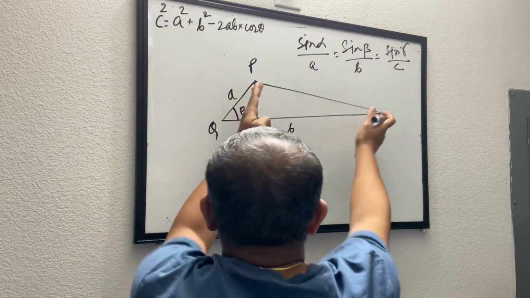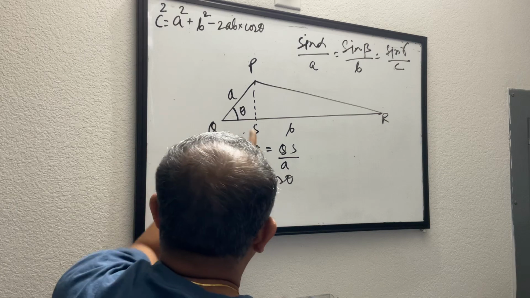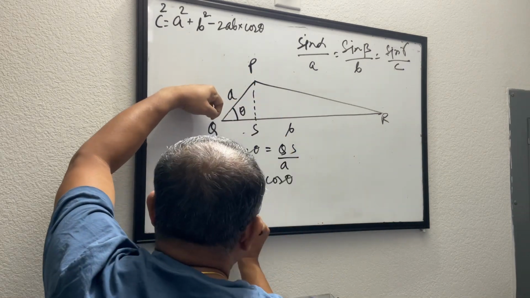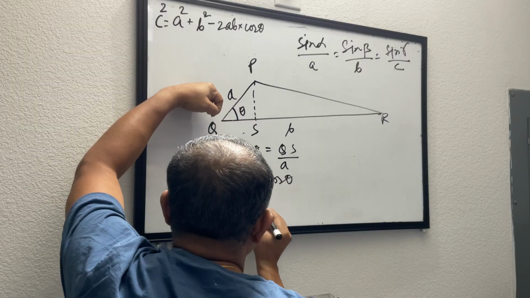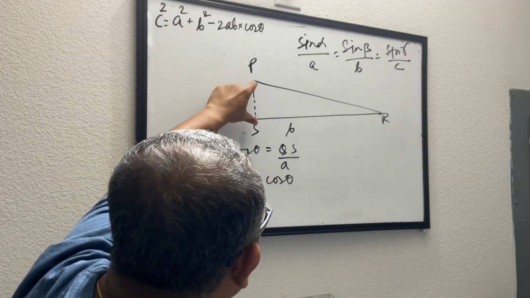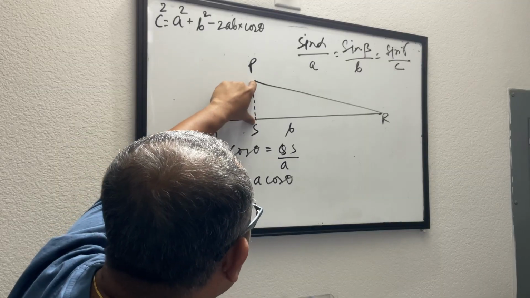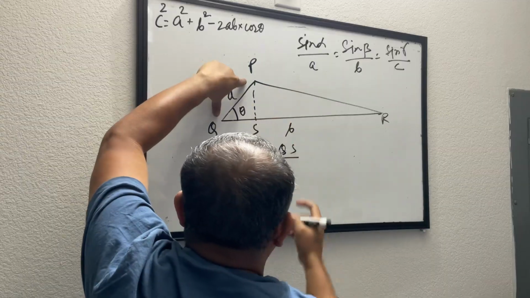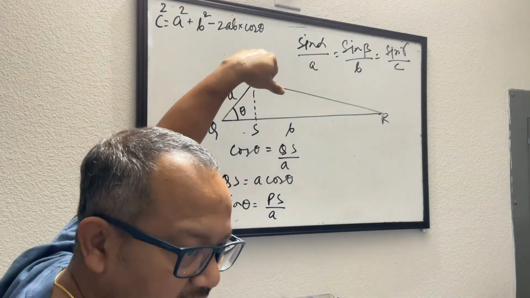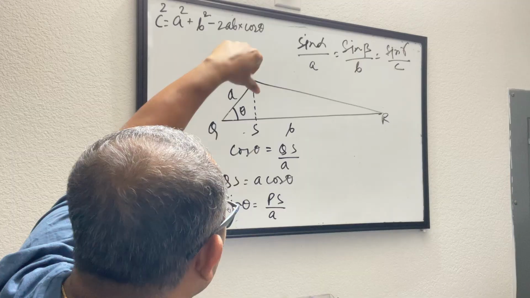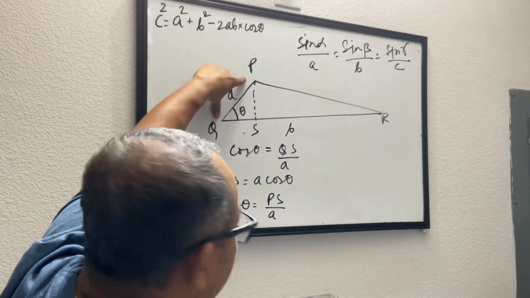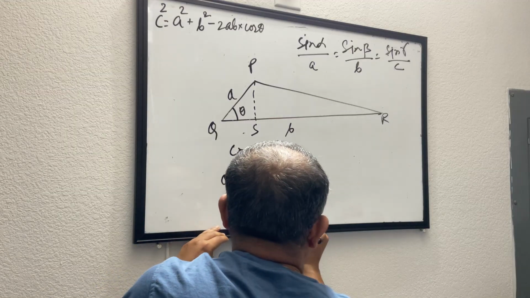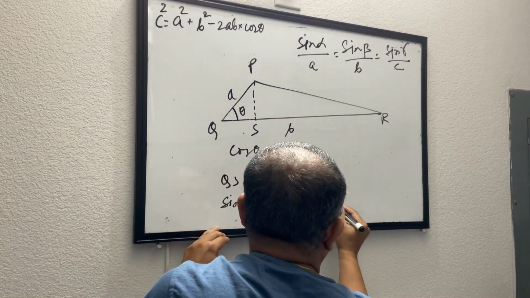Before we come to the other triangle, let's look at this one. We know cos of theta equals adjacent side by hypotenuse. What will be the value of sine theta here? Sine theta will be the side opposite to the angle, that is PS, divided by hypotenuse, that is A. That means PS equals A times sine theta. Is that okay?